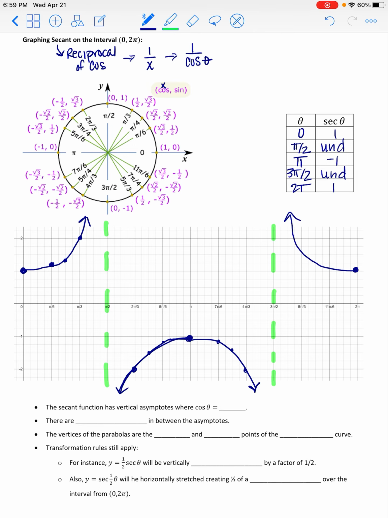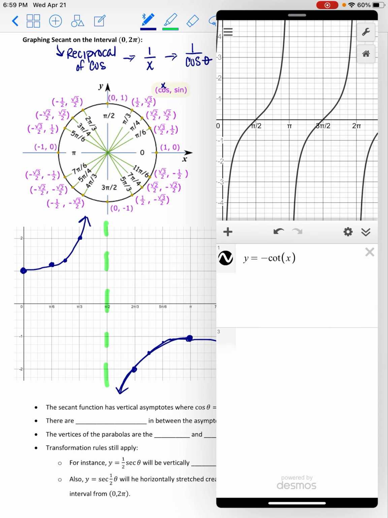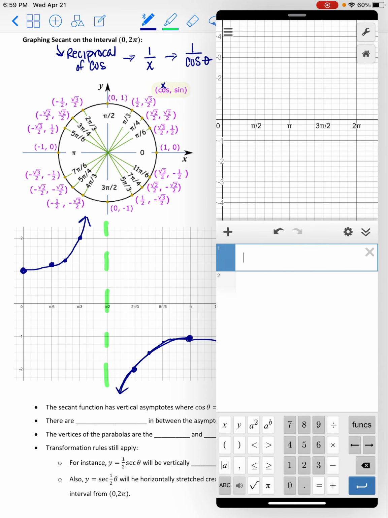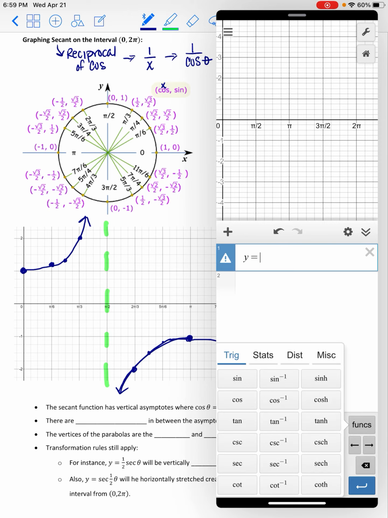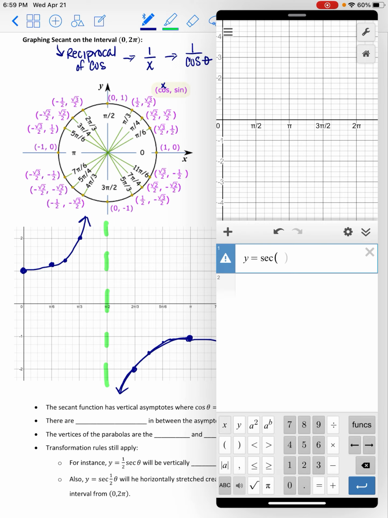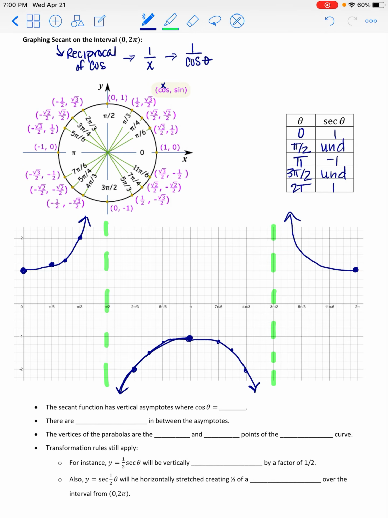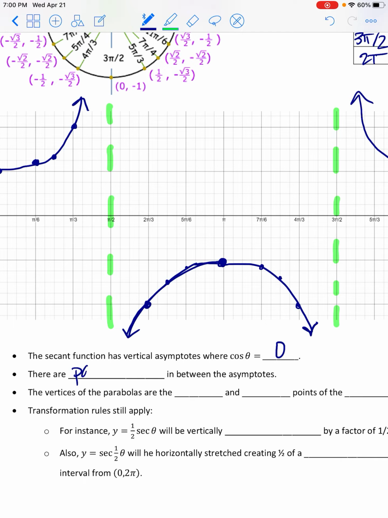So our secant, and let's go ahead and just confirm, y equals secant of x, and there it is. There are our parabolas. We're going to have parabolas this time instead of branches in between the asymptotes. So this one, we have asymptotes when cosine's equal to 0. Again, cosine being the bottom of the fraction. So when cosine's 0, we've got an asymptote. And this time there are parabolas in between the asymptotes.